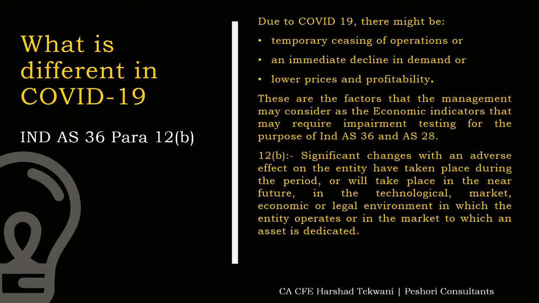So these are the factors that management may consider as economic indicators for their impairment testing, and these may present as an impairment indication. If you see para 12(b) of Ind AS 36, it specifically talks about these kinds of scenarios, which says that significant changes with an adverse effect on the entity have taken place during the period, or will take place in the near future. Again, in the near future also, I predict that the demand is going to be low, or there is a change in the technological, market, economic or legal environment in which an entity operates. So we need to take care of the impairment analysis in COVID with special attention.